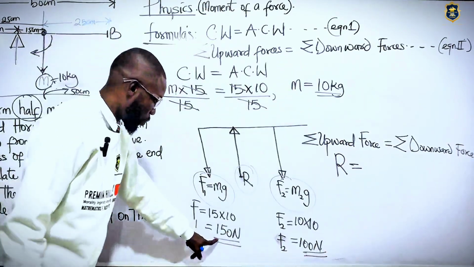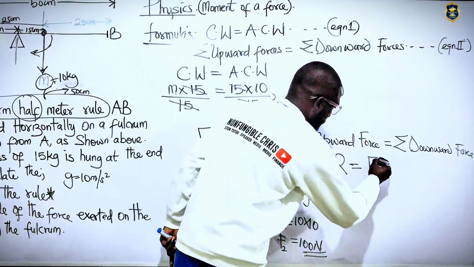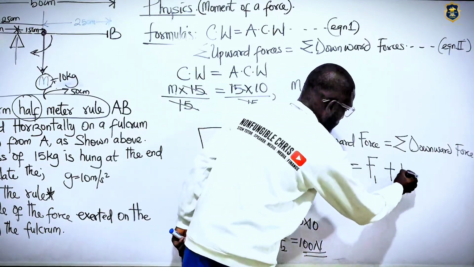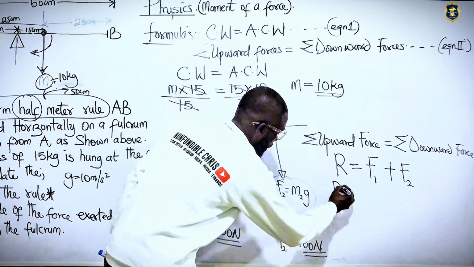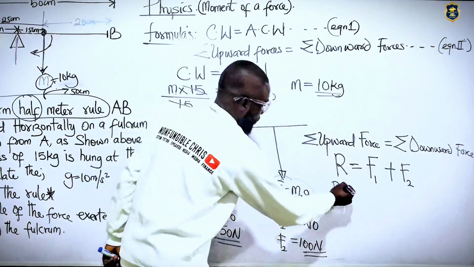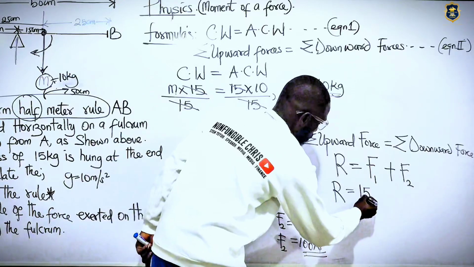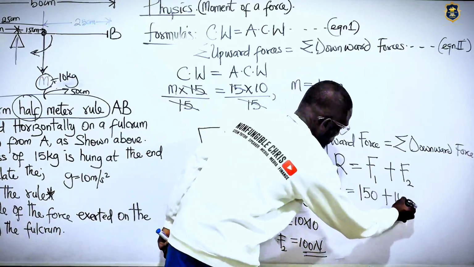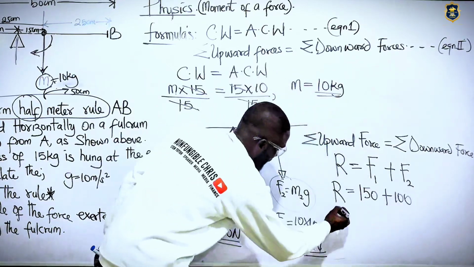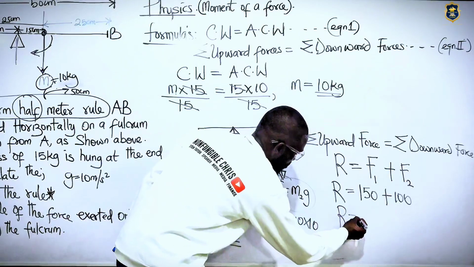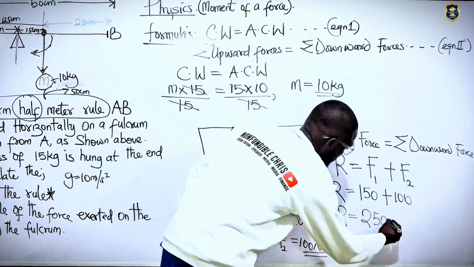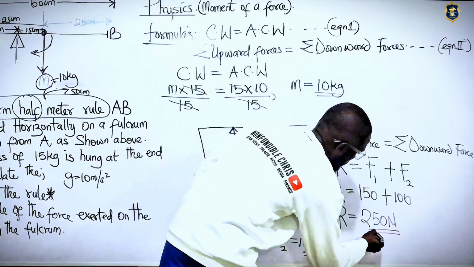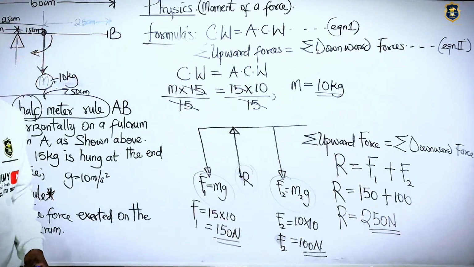These are the first downward force, F1, plus F2, right? So we can now say our R, which is the force we are looking for, is equal to 150 plus 100. It means that the upward force R we're looking for is equal to 250 Newton. Very simple. See how easy it is?